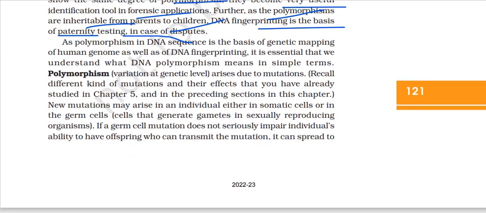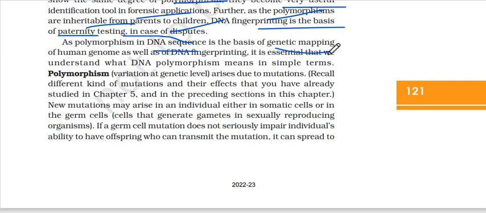As polymorphism in DNA sequence is the basis of genetic mapping of the human genome as well as DNA fingerprinting, it is essential that we understand what DNA polymorphism means in simple terms. तो हम तब से करें polymorphism वो fingerprinting में help करेगा, genetic mapping में help करेगा. What is it? Polymorphism means variation at genetic level arising due to mutations. Polymorphism, various appearances. Fine, so genetic level पे क्या variation आ रहा है, and we know how genetic variation takes place. It's only because of mutations, right? How we evolve and stuff.